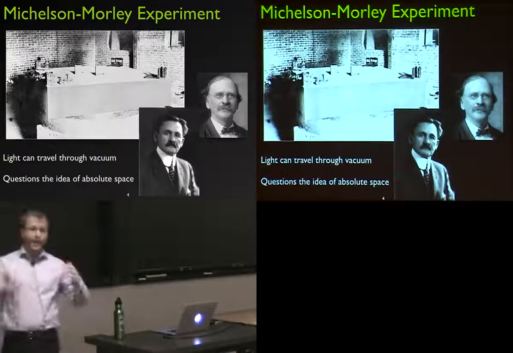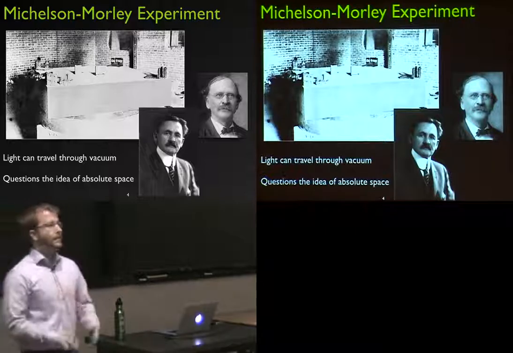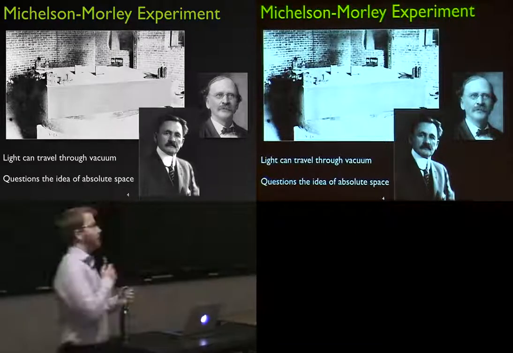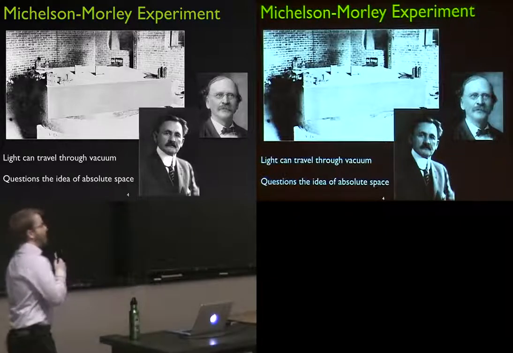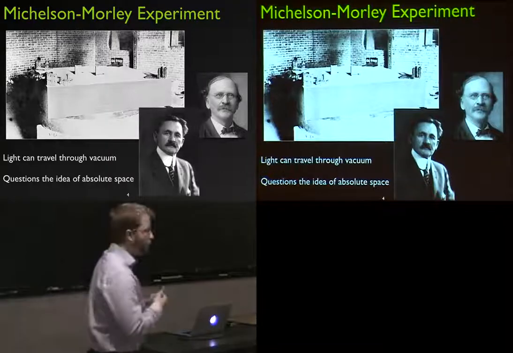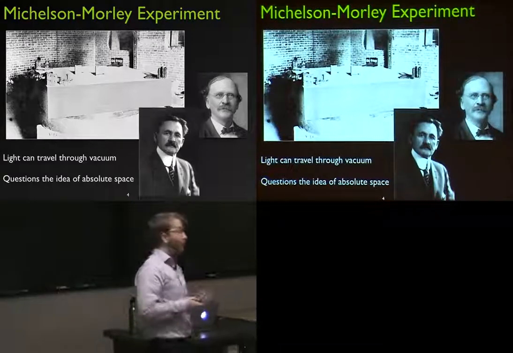They thought that waves have to travel in some medium. Sound waves travel through air, water waves travel through water. That light had to travel through a medium. And they called this the ether, and they were always in search of this ether. They were trying to experimentally prove that this ether existed and what its properties were.